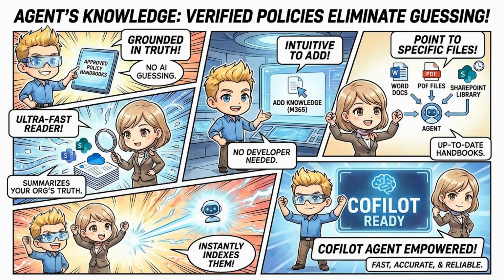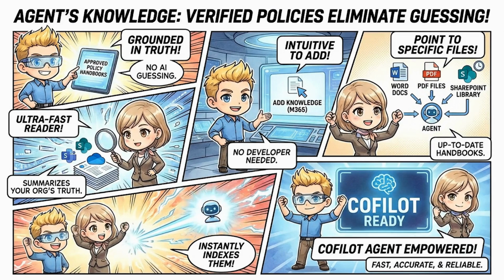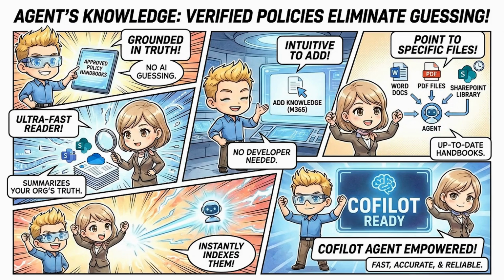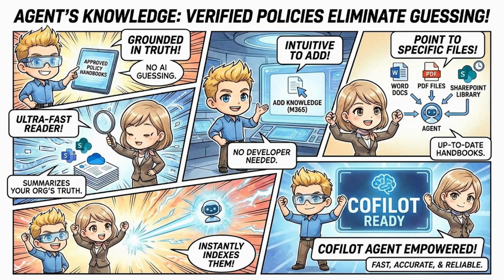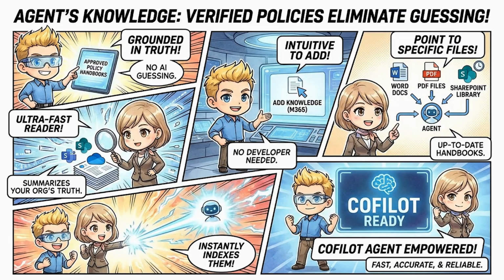By configuring the agent's knowledge strictly with verified policy handbooks, you completely eliminate the AI's need to guess. When grounded in specific Microsoft SharePoint or OneDrive files, it acts as an ultra-fast reader and summarizer of your organization's truth. In the Microsoft 365 ecosystem, adding knowledge to a Copilot agent is incredibly intuitive.